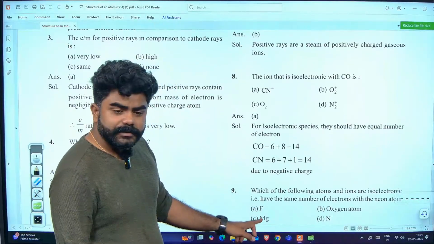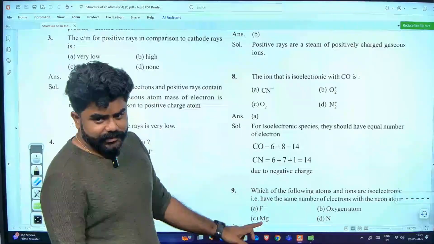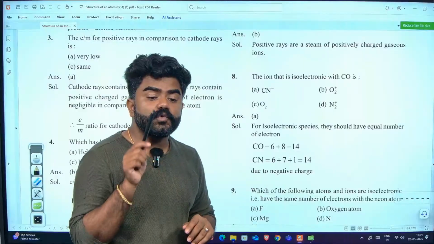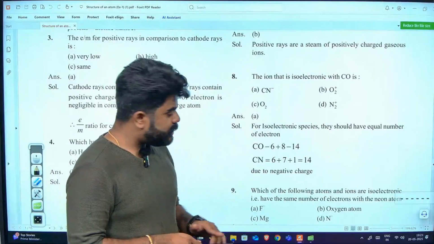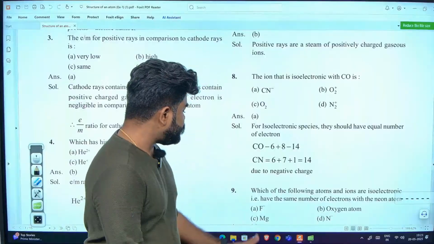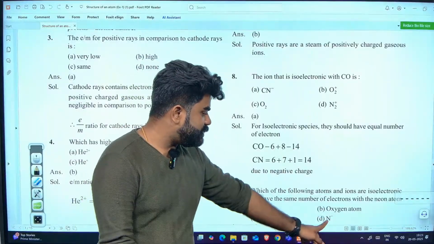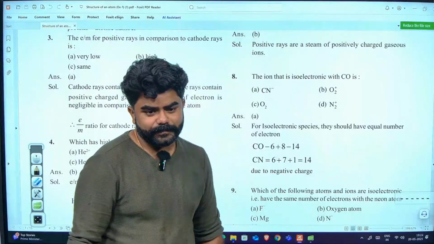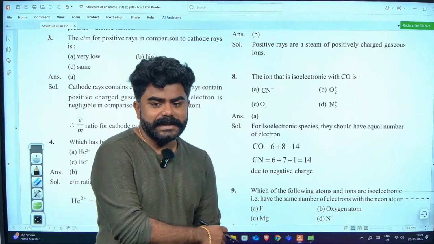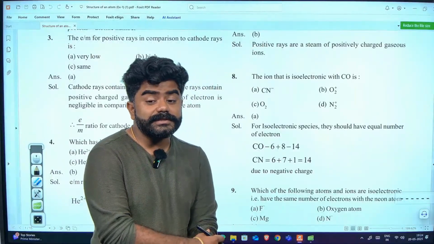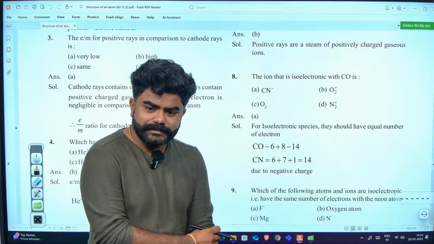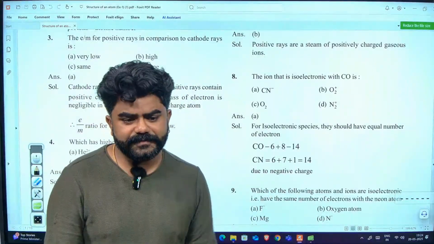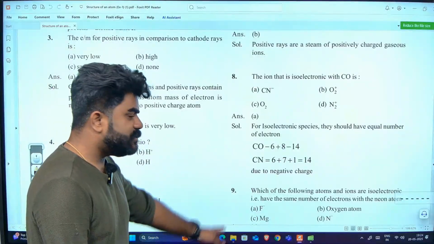Option A, fluoride: you will not read it as fluorine. If it is just F, it is fluorine; F minus you will read as fluoride ion. Then B is oxygen atom, C is magnesium, and D: nitride would have N3 minus, but here it is only N minus. It is again nitrogen in its anion form, an ion of nitrogen. Find out.